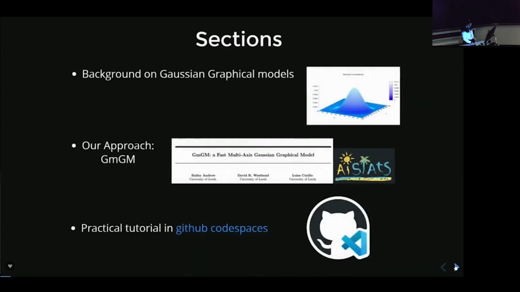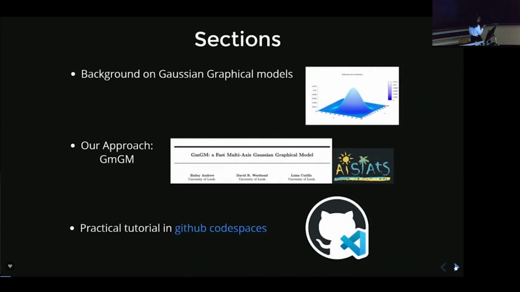The talk is divided in 3 sections. So just to set the expectations, we will go through the background on Gaussian graphical models. Then we will talk about our approach. And at the end of the talk, we will give a live demonstration on how to use our methodology.